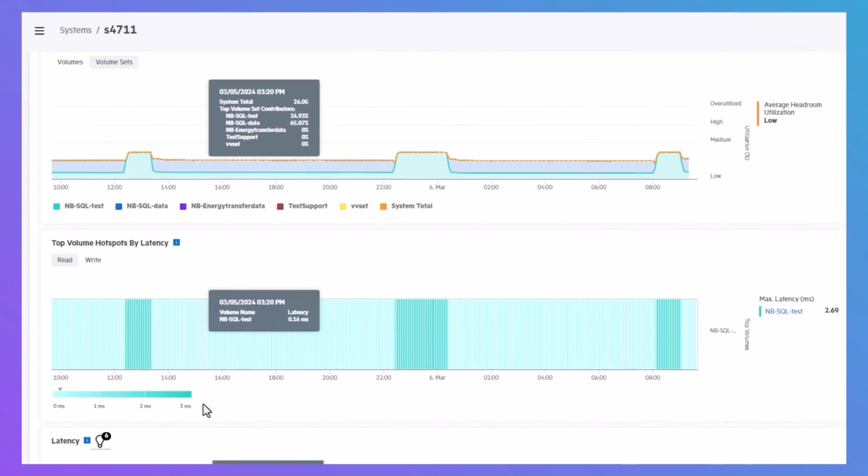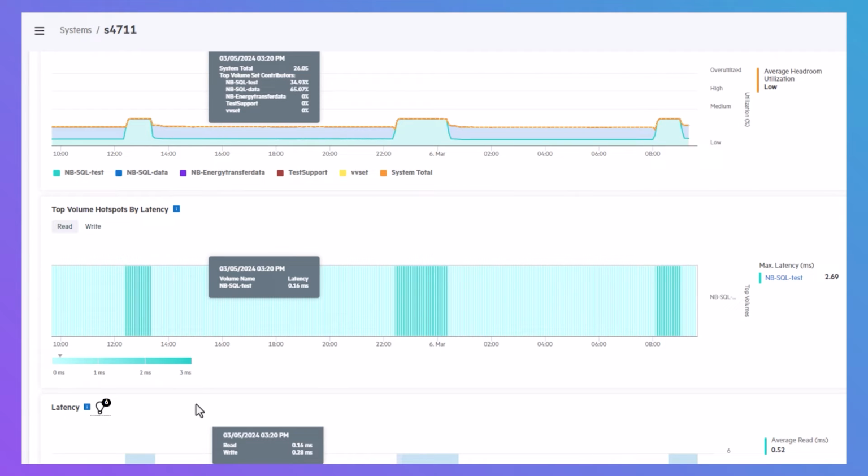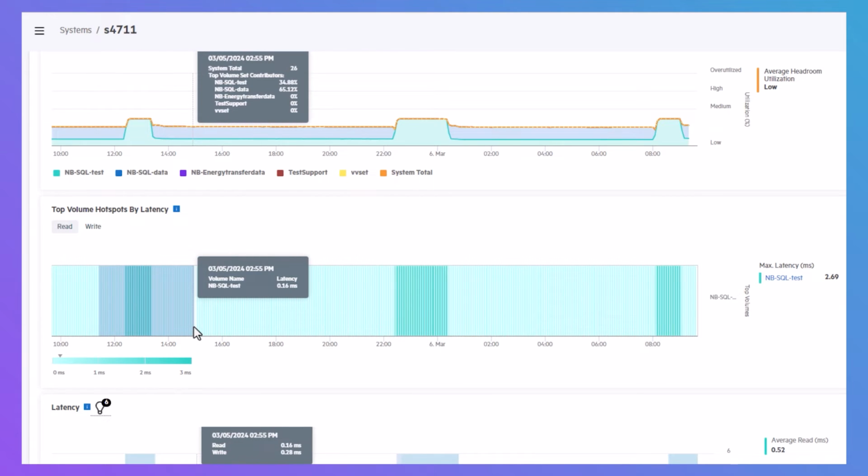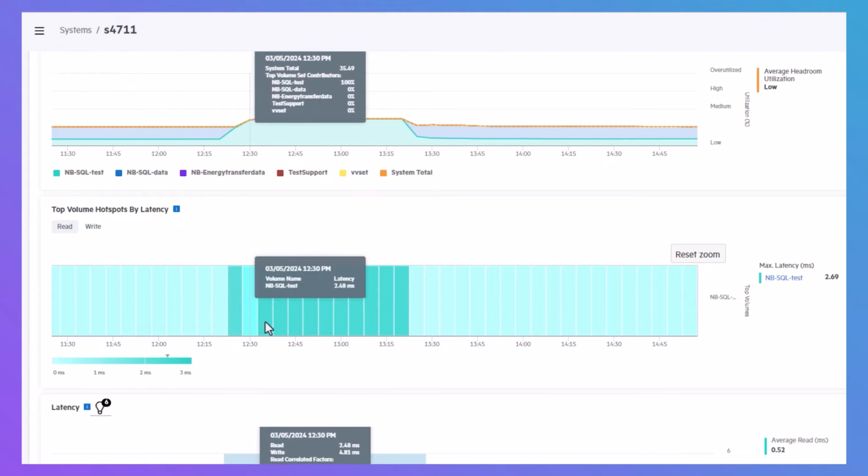The top volume hotspots by latency shows volume outliers that are consistently reporting higher latency as compared to other volumes on the system. If your system is experiencing performance issues, it allows you to determine if there's a problem with just a few volumes or if there's a wider problem across the system as a whole.